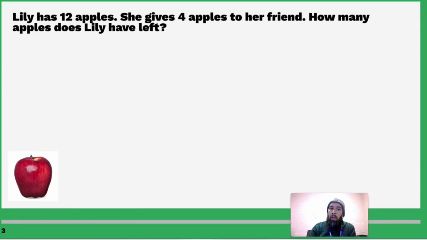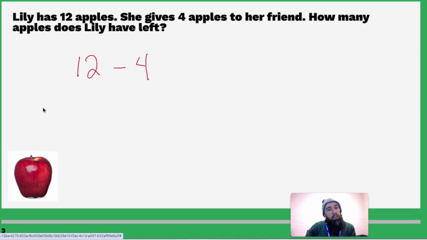Lily, which happens to be my youngest daughter's name, has 12 apples. She gives 4 apples to her friend. How many apples does Lily have left? So let's read the problem. Lily has 12 apples. She gives 4 apples to her friend. So the key numbers are 12 and 4. By giving 4 apples to her friend, she loses 4 apples. That's subtraction. So she starts out with 12, and then she gives away, she loses 4 apples.